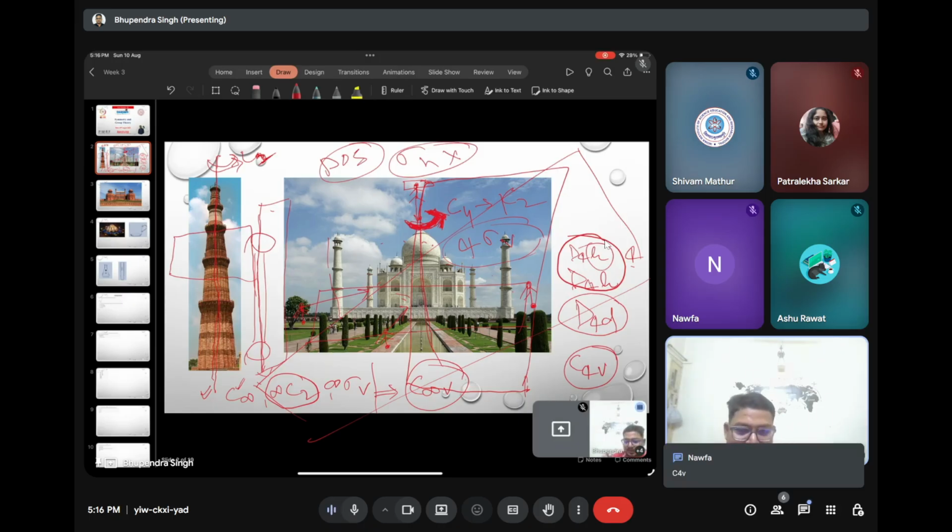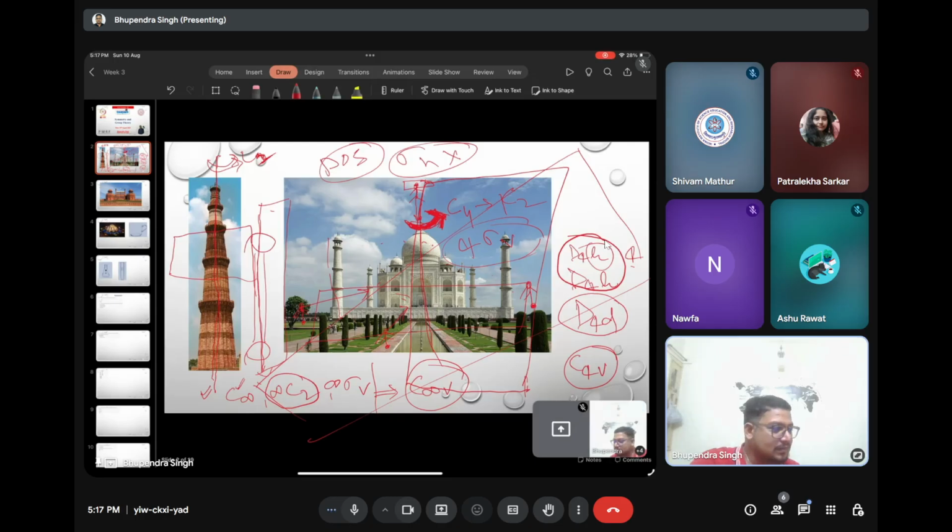So if someone asks you what is the point group of the Taj Mahal, now you will be able to tell him the answer: the point group of the Taj Mahal is C4v. This is the correct answer. These other answers are wrong. And the point group of this Qutub Minar is C infinity v.